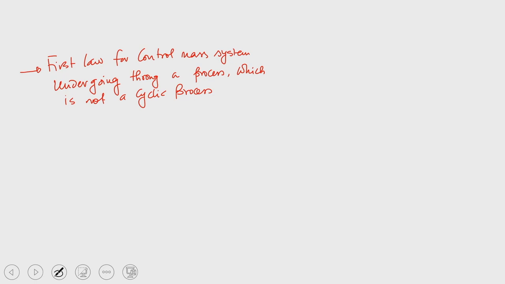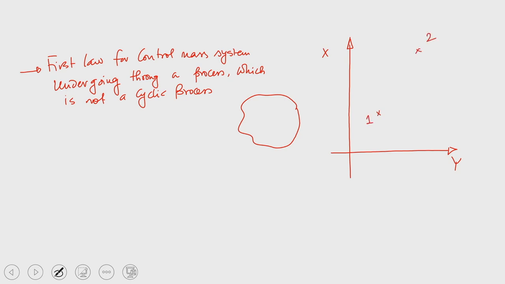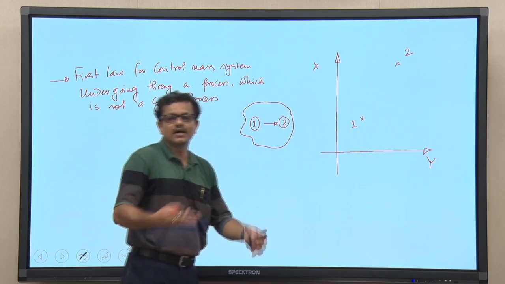So, you know that if this is the control mass system, and the system is changing its state from state 1 to state 2, but not following a cyclic process, it may be any other process.